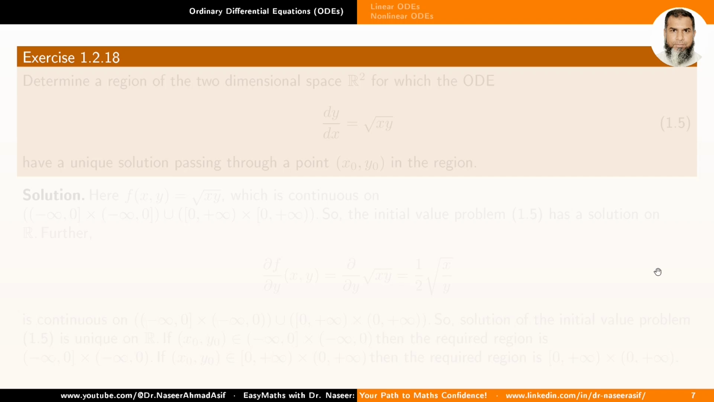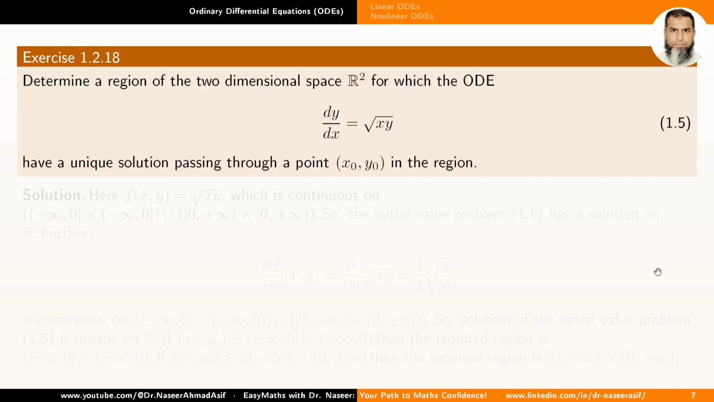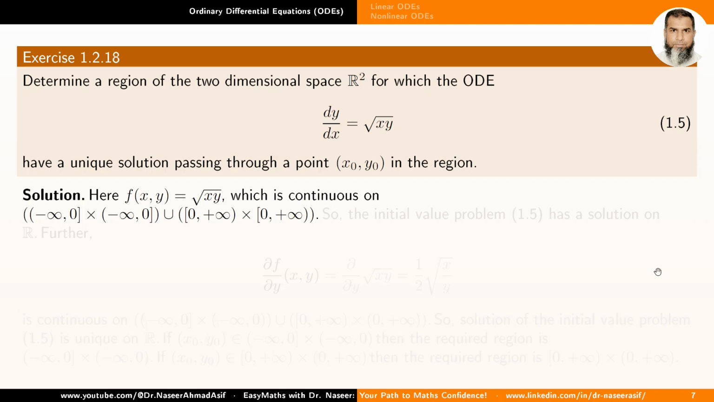We'll see another exercise. Determine a region of the two-dimensional space R^2 for which the ODE dy/dx = √(xy) has a unique solution passing through a point (x0, y0) in the region. We'll see the solution. Here f(x, y) = √(xy), which is continuous on the closed interval (-∞, 0] cross (-∞, 0] union the closed interval [0, ∞) cross [0, ∞). So the initial value problem 1.5 has a solution on R.